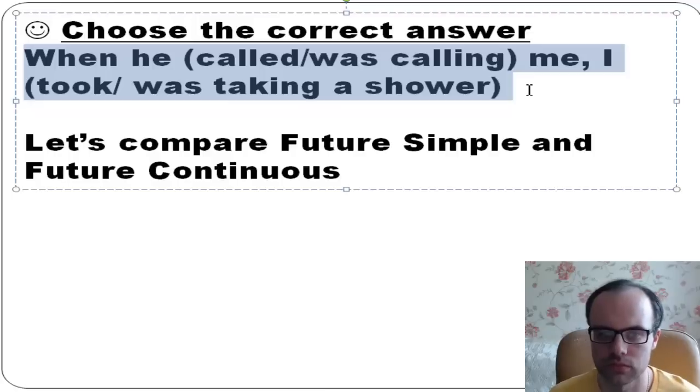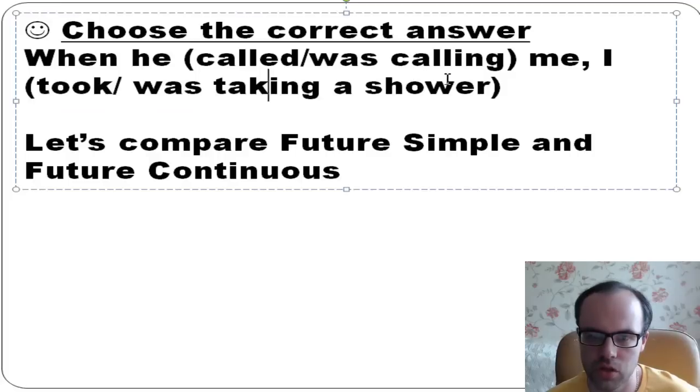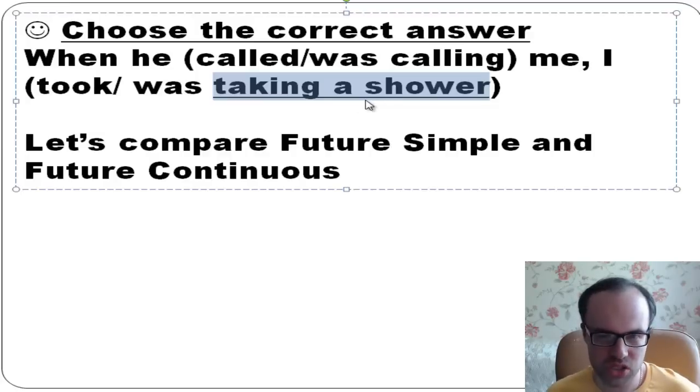So you see, when he called me or when he was calling me, when I took a shower or when I was taking a shower. So which action is long and which action is short? I think that this action is long, really. Taking a shower. I can't do it in a second, or in 2 seconds. It isn't enough for it. So it's a long action. So I was in the bathroom and I was taking a shower.